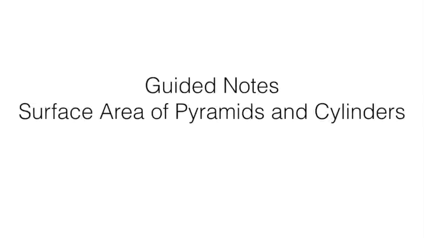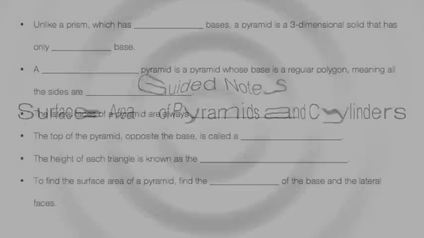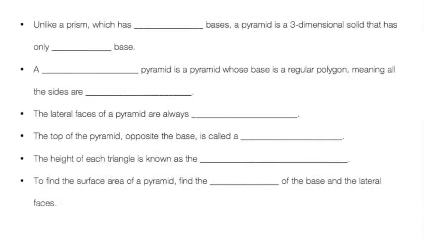Now we're going to talk about finding the surface area of pyramids and cylinders. While cylinders are very similar to prisms, pyramids are a little bit different. So, unlike a prism, which has two bases, a pyramid is a three-dimensional solid that only has one base.